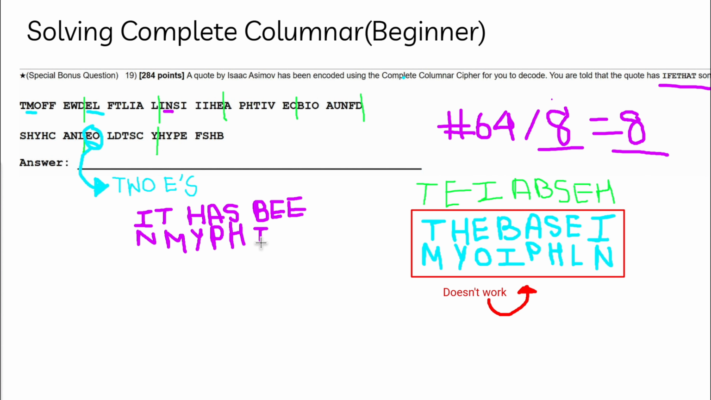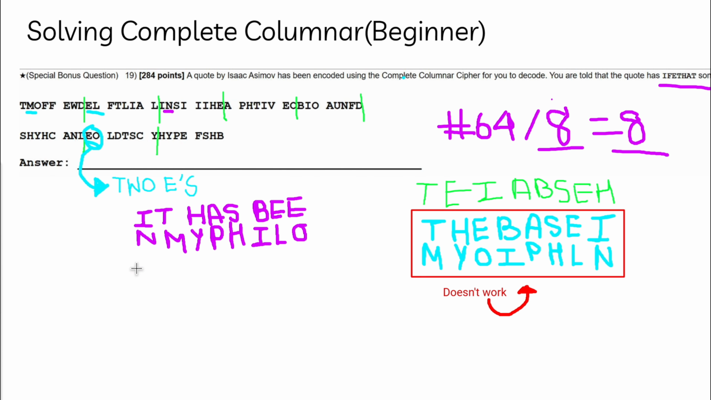So now we came to the E part. So I'm thinking we can try the first E and see if that works, and if it doesn't, we can just come back. So then this E would be O. And so far this makes sense. Maybe it could be something like "it has been my philosophy."